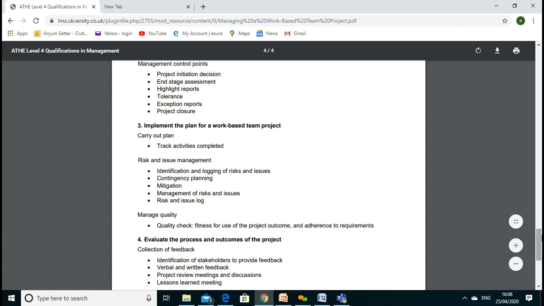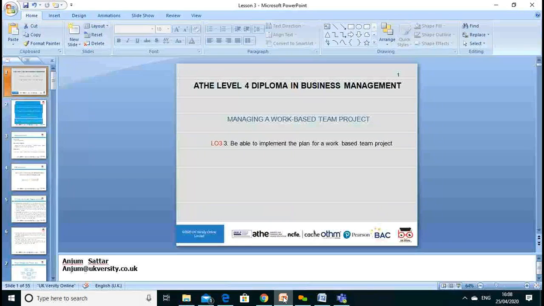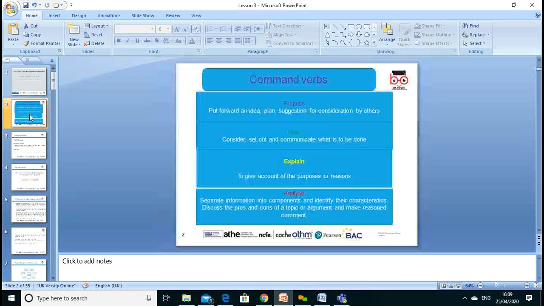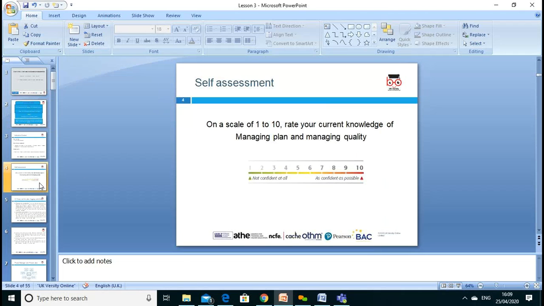We have the indicative content, which is lesson 3. Implementation: we need to track the activities to completion. How we can track, different ways to track risk and issues management. We'll discuss what the risks are, contingency planning, mitigation, and risk management, and we'll discuss quality, what is meant by quality, and how we can manage it. All this will be the focus of today's lesson.